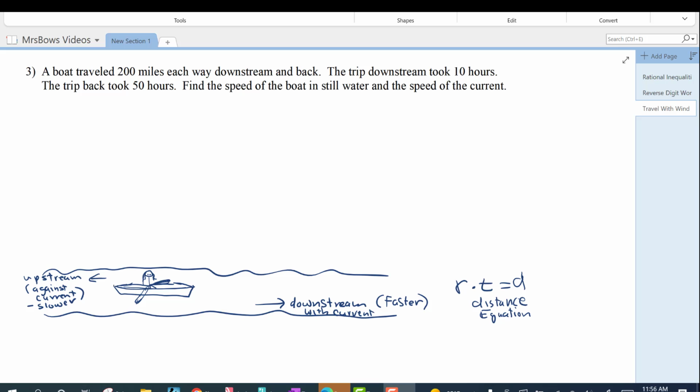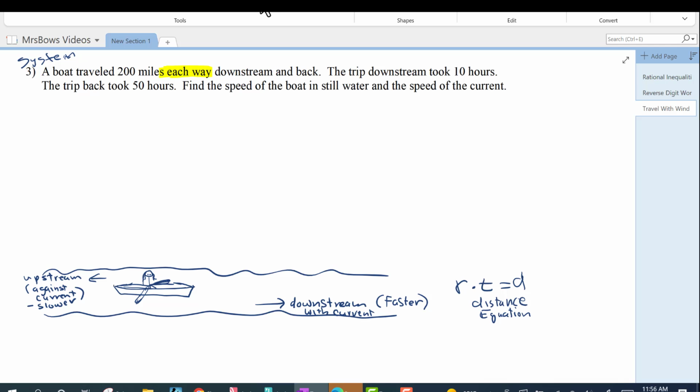But here's a distance word problem. A boat traveled 200 miles each way, downstream and back. So this phrase right here tells you that there are two parts, and when there are two parts to a word problem, typically that will indicate that it's going to be a system of equations. So you're probably in Algebra 1 or Algebra 2 or maybe a college algebra class. That's typically what that means.